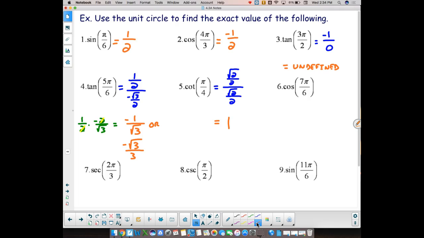Cosine of 7 pi over 6. Cosine is x's, so this would be negative square root of 3 over 2. Concur?